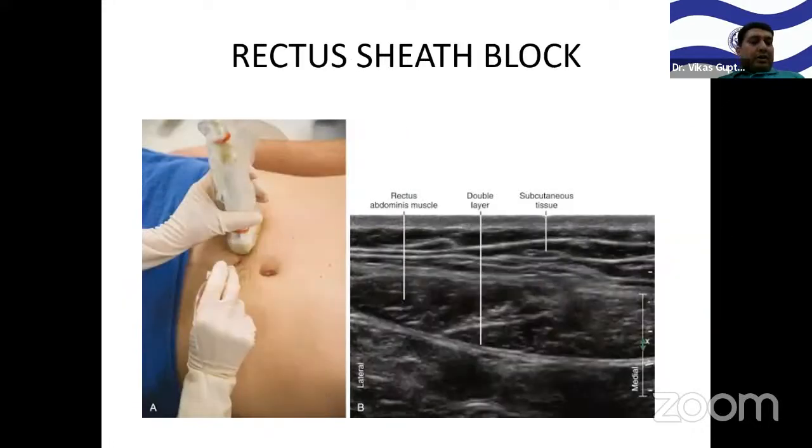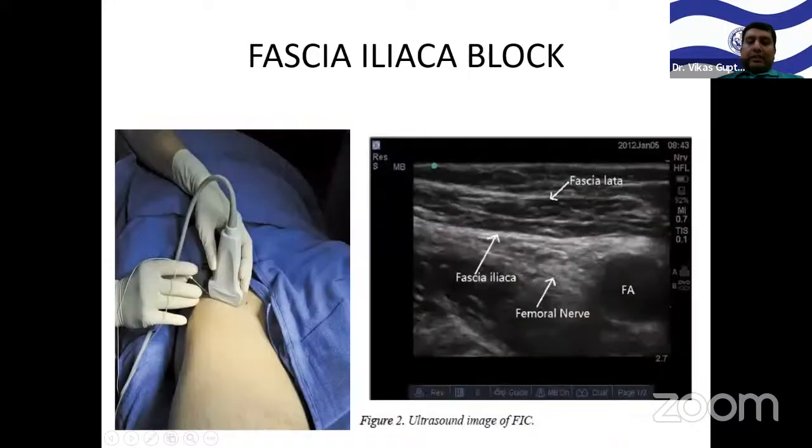So this is the rectus sheath block. We will deposit our local anesthetic between the rectus abdominis muscle and the posterior rectus sheath. So this is our plane, and we will deposit our drug there. We use the USG transducer placed in a transverse orientation over the abdomen, just above or below the umbilicus. With the needle in plane, we can go medial to lateral or lateral to medial, and we will deposit our drug between the rectus abdominis muscle and the posterior rectus sheath. So this is the rectus sheath block.